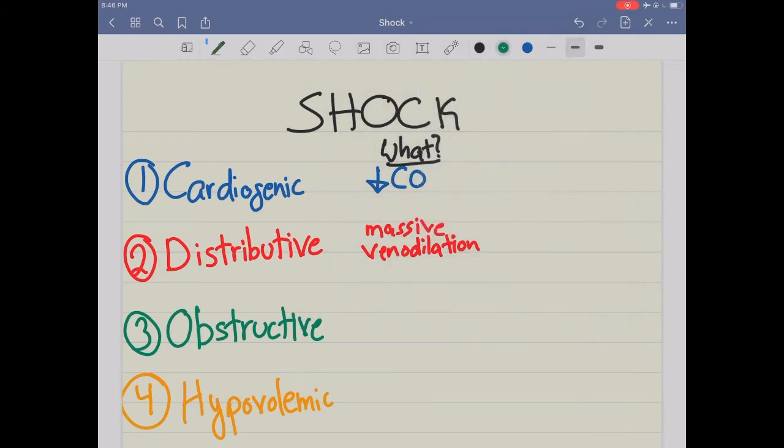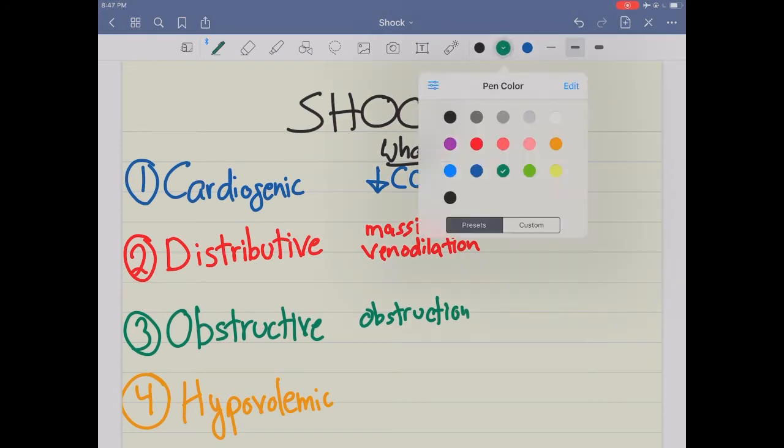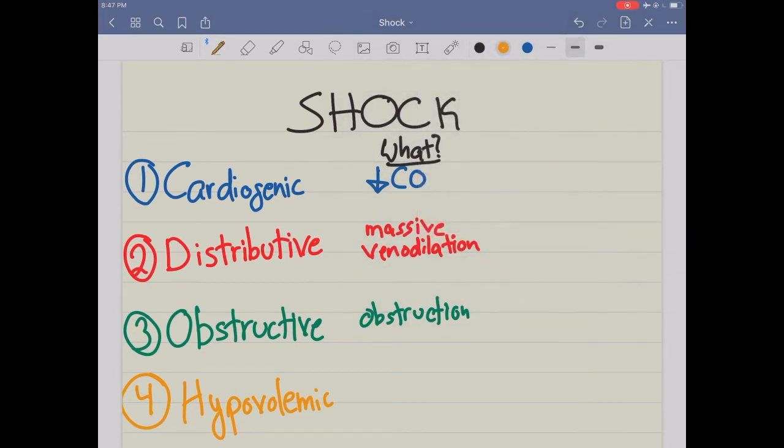Obstructive shock is fairly self-explanatory. You have some sort of obstruction blocking the flow of blood from one side to the next side, causing shock. And then the last one, hypovolemic, is also fairly self-explanatory. There's no fluids. If there's no fluids, then there is nowhere for the blood to go because there is no blood.